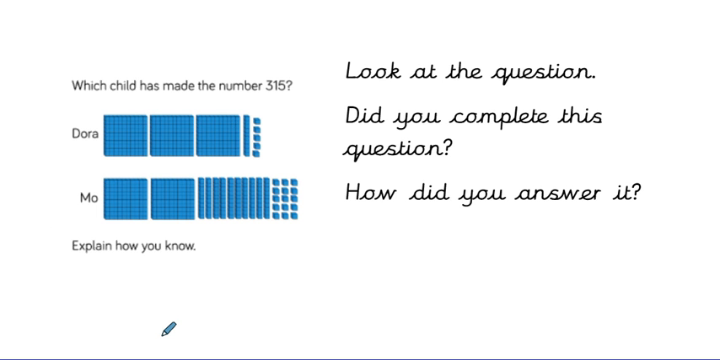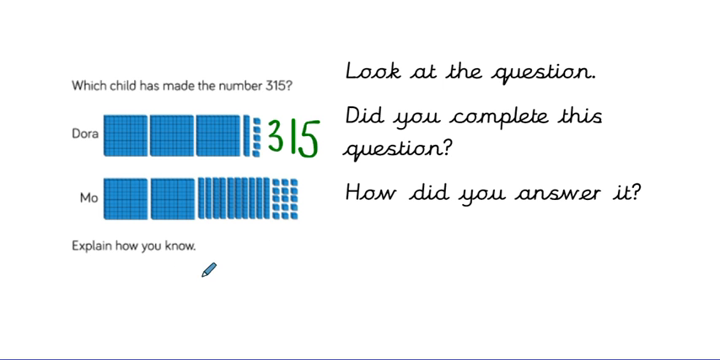Okay, now let's have a look at this question. The question says, which child has made the number 315? So 2 children have tried, Dora and Mo. Which child has made the number 315? Let's have a look at what Dora's done. She's got 3 hundreds, 10, and 5 ones. 300, a 10, and 5 ones.